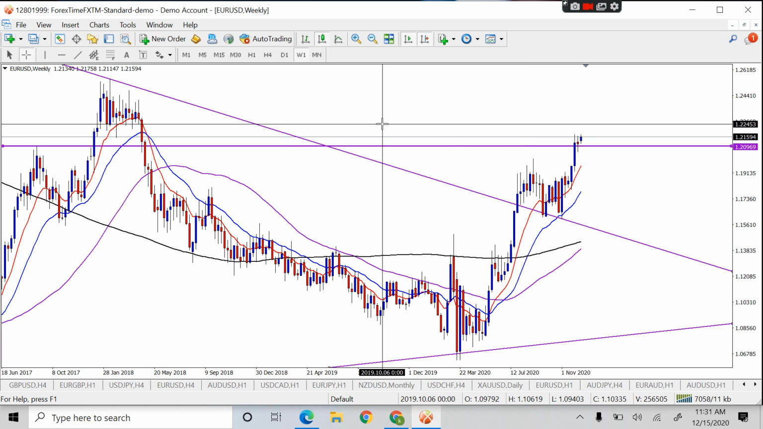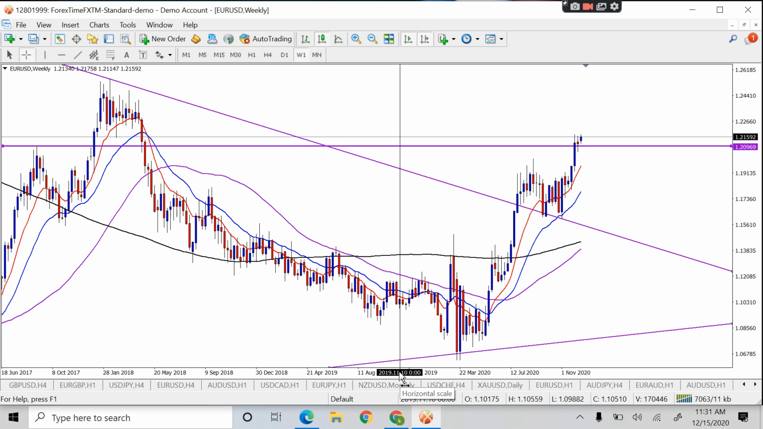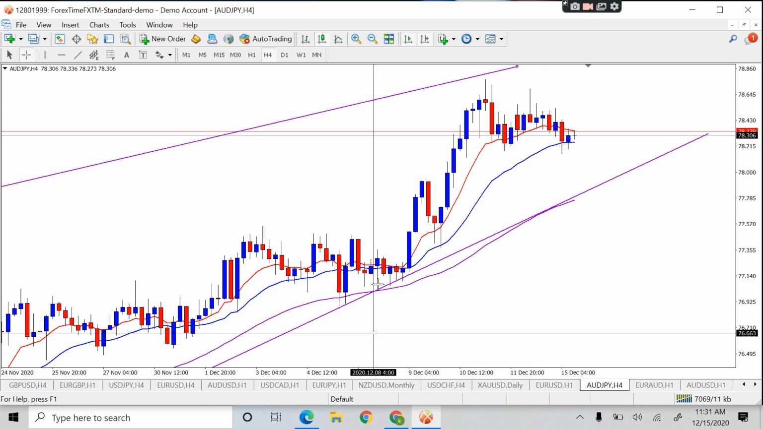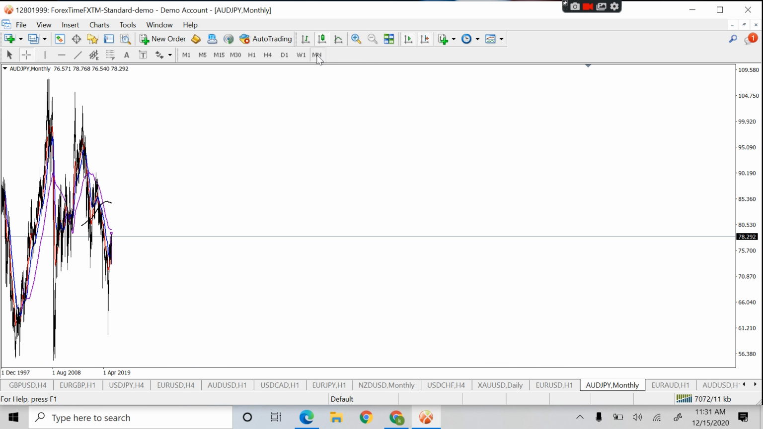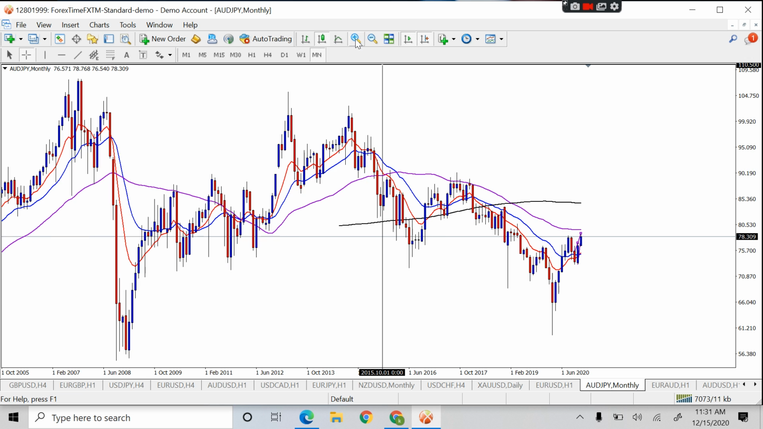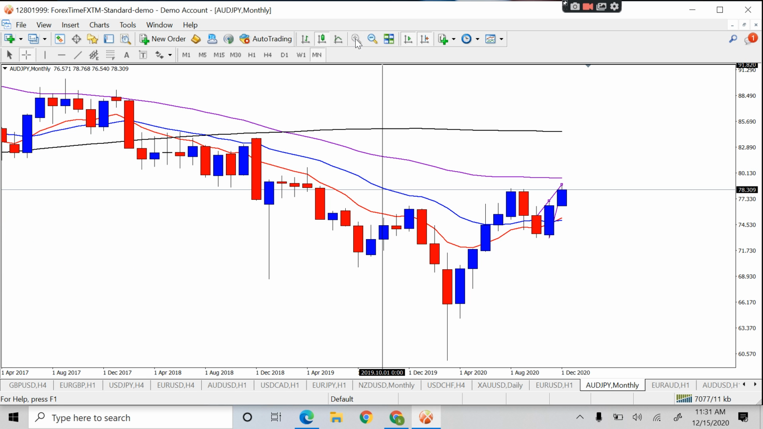Okay, the next pair we're looking at is the AUD JPY pair. Where are thou? Okay. All right. For AUD JPY, let's go to the monthly and see what's happening. The monthly looks like a buy. It has been buying for the past 2 months, so it's currently buying right now. But it seems it is at a sort of resistance at 78.310.